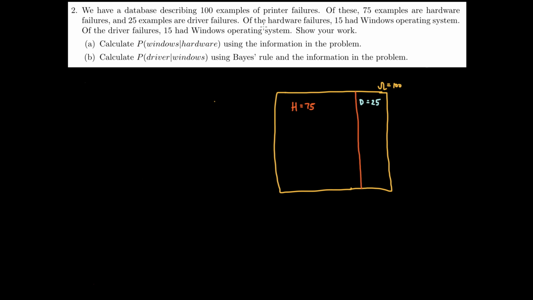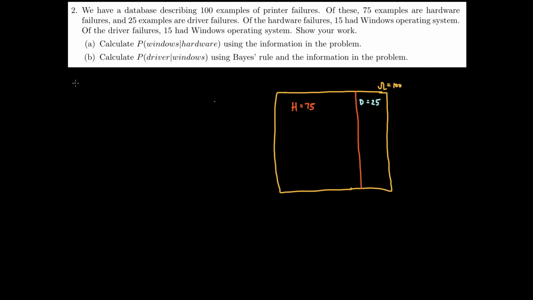Now, of the hardware failures, 15 had Windows operating system. So now, if I restrict myself only to this H over here, of the hardware failures, 15 had Windows operating system, and of the driver failures, 15 had Windows operating system as well. So first thing we'll do is write this in terms of probability.